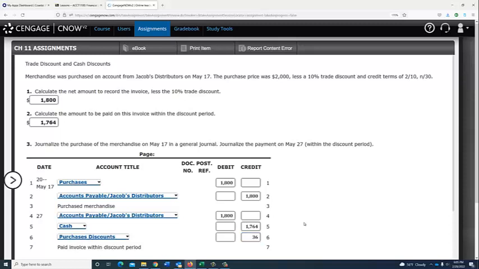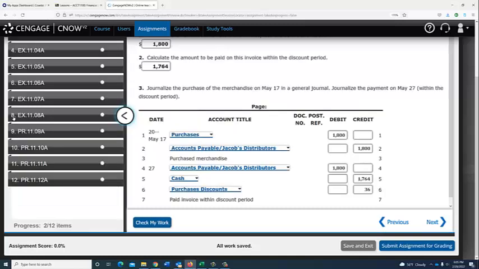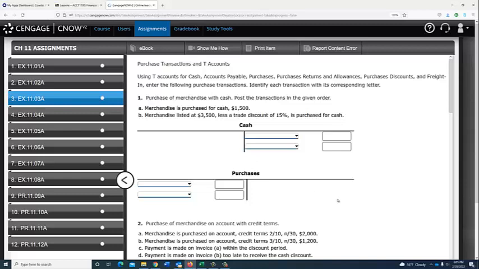Okay. All right, the next one will be number 3. Okay, and this one deals with discounts as well. So we're going to use T accounts to enter our debits and credits instead of the journal. So the first one says the purchase of merchandise with cash.